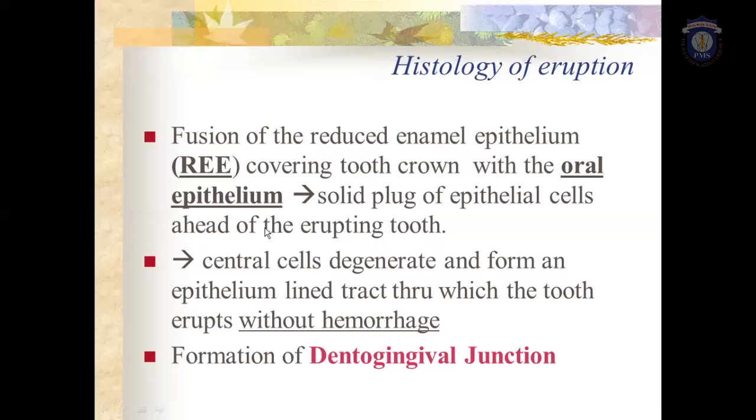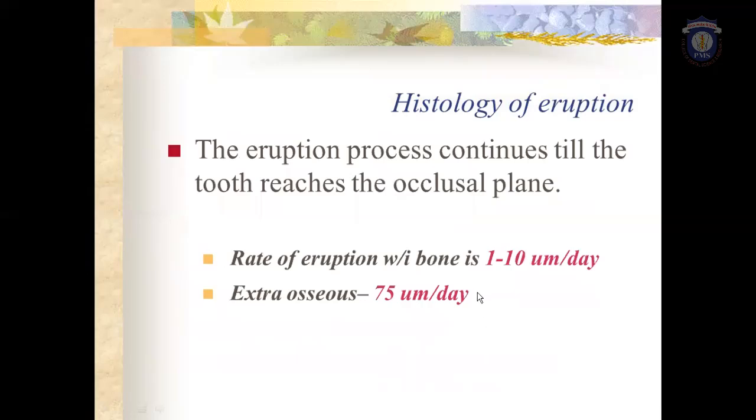Now, the central cells of this epithelial plug will degenerate to form an epithelium-lined tract through which the tooth erupts without hemorrhage, and it also contributes to the formation of the dentogingival junction. This is the reason why deciduous teeth can usually be shed without much bleeding from the shed tooth site.